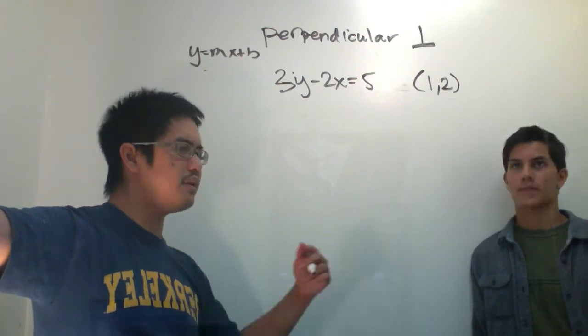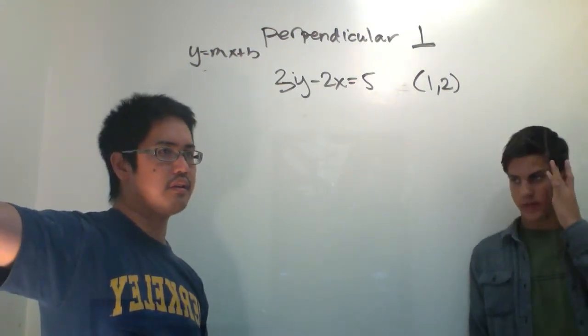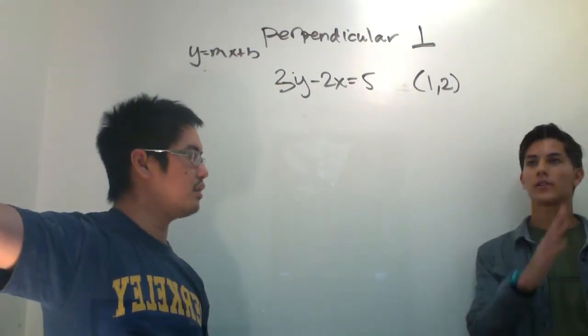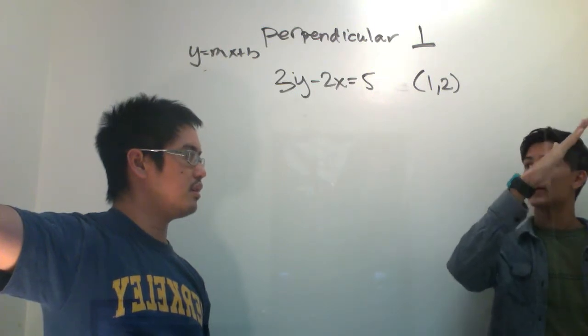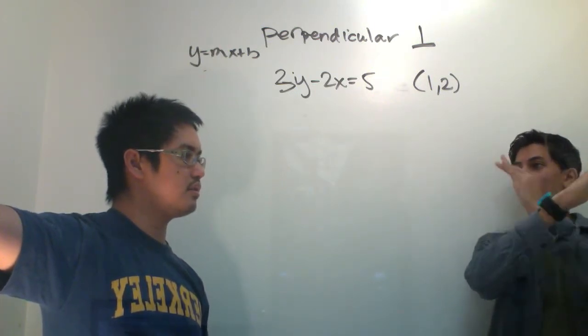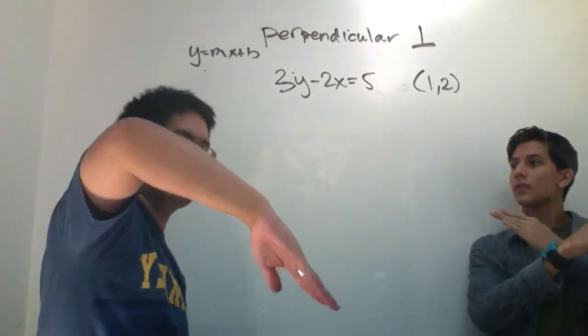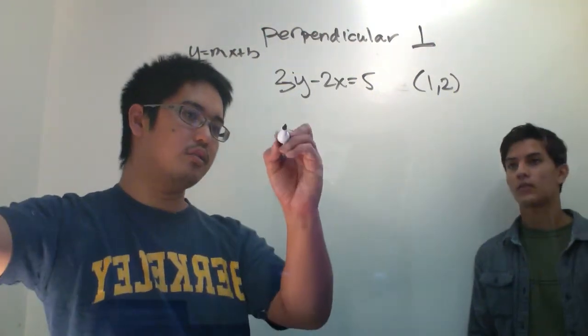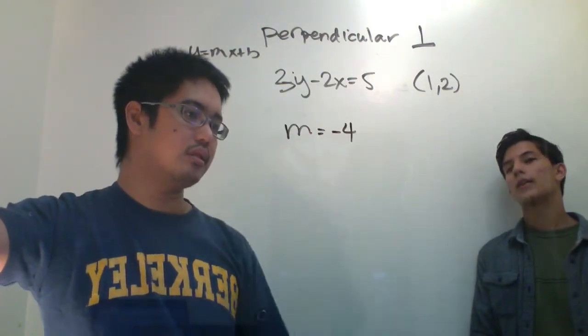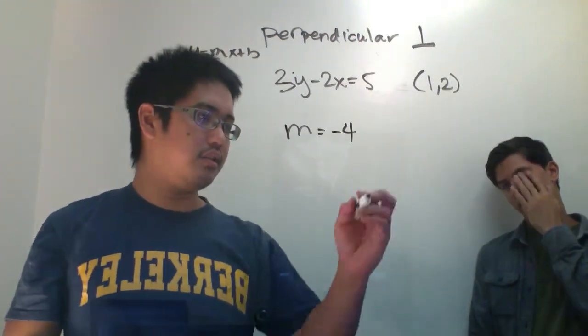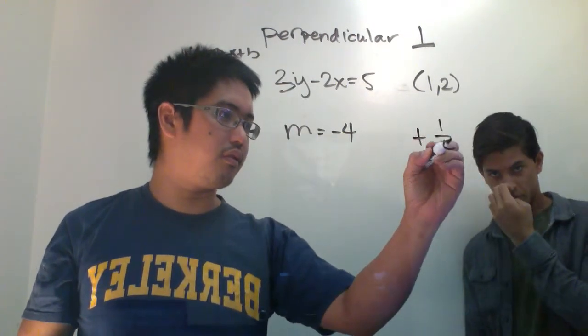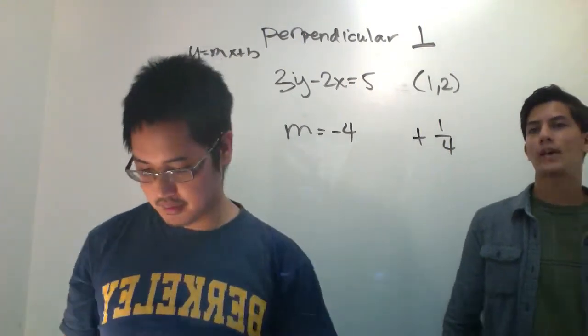What do you mean, what if it's the opposite? Well, all the lines you've given us go up this way. What if it goes down? I told you, what if m is equal to negative 4? That's a line that goes down. Then you just make it positive 1/4. Right. Got it?